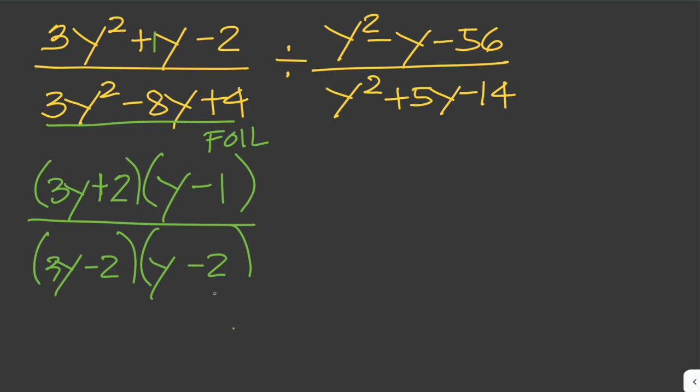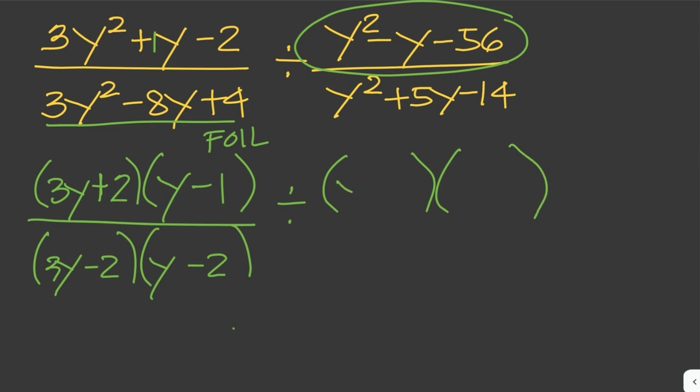So 3 times negative 2 is negative 6. Negative 2 times y is negative 2y. And we add them up: negative 2y plus negative 6y would equal negative 8y. So divided by, we also factor this one. So this is just y, and factors of 56. All right, we can use 7 and 8. But the coefficient of the middle term is negative, so the larger number should be negative. So that would be y minus 8 and y plus 7.